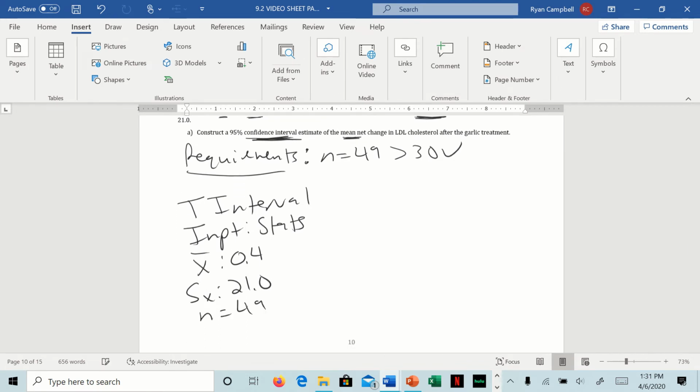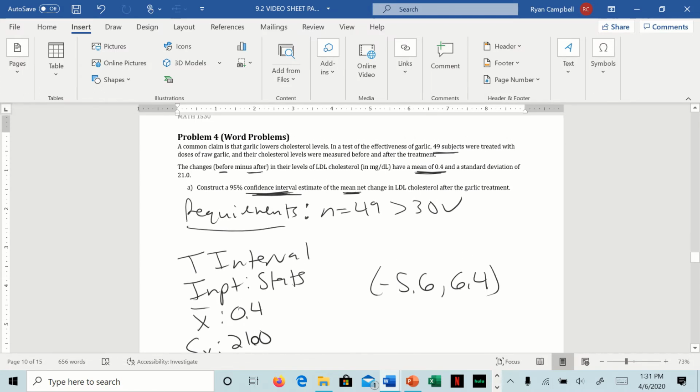n is going to be 49. C-level is going to be 0.95. So when we plug it all into our calculator, it should give us negative 5.6 to 6.4, right? And what's the units this time? So it says milligrams per deciliter. You don't necessarily need to know what that means, but that would be what the units are in.